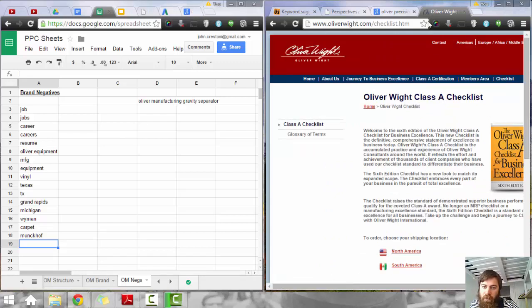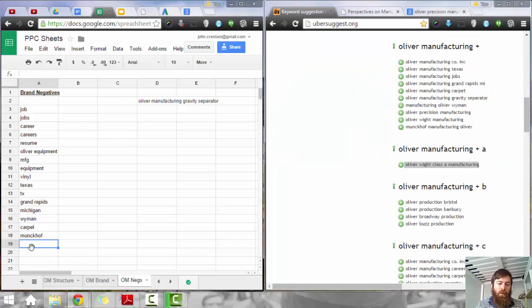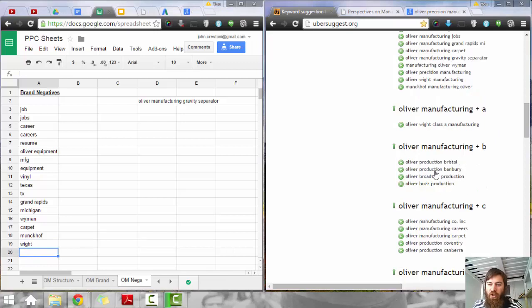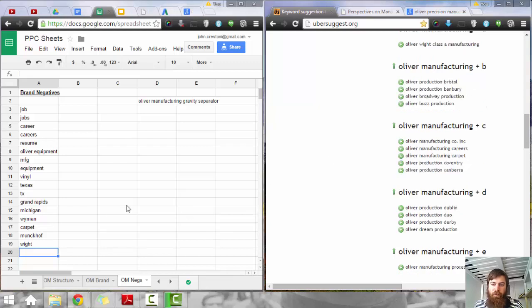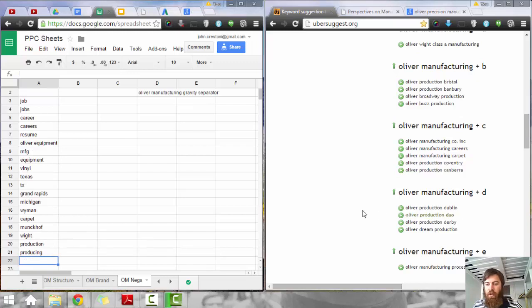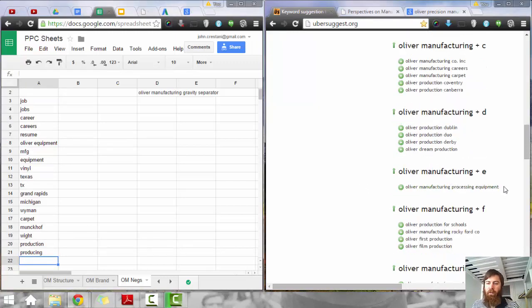Oliver White. I'm going to get rid of White. Oliver Production Bristol. So Oliver Broadway Buzz. So production and manufacturing. One thing we'd have to be really worried about is that Google might say that production is similar to manufacturing. So we're just going to use production and producing as negatives. Oliver Manufacturing Processing Equipment. This is a possibility. Oliver Production for Schools. Again, we don't do productions.